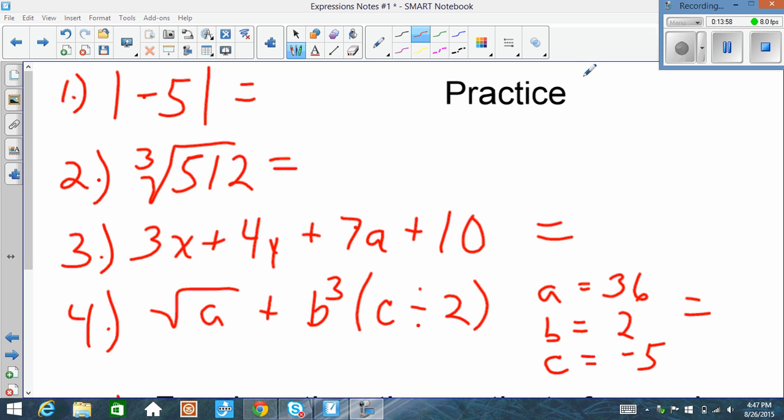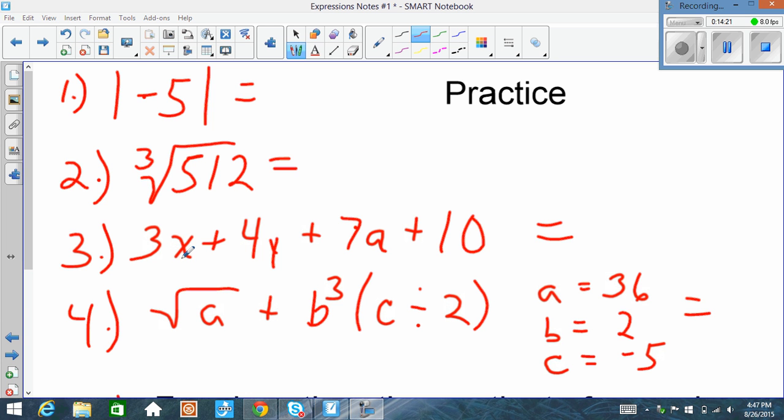This next section is the practice section. I've written some problems out here, and I want you to solve them. What is the absolute value of -5? Write the problem and the answer down. What is the cube root of 512? What number times itself 3 times is going to equal 512? And it does work out nicely.